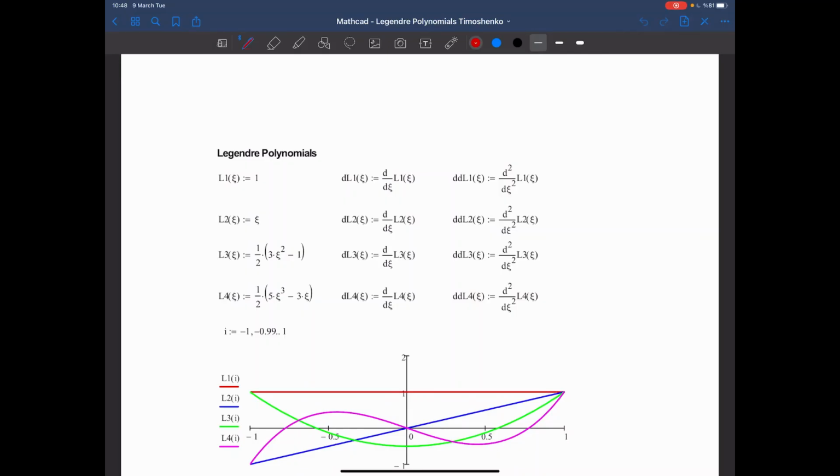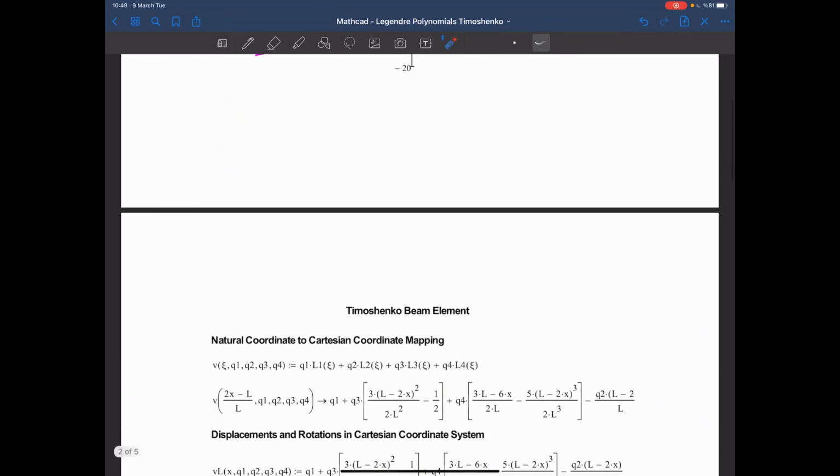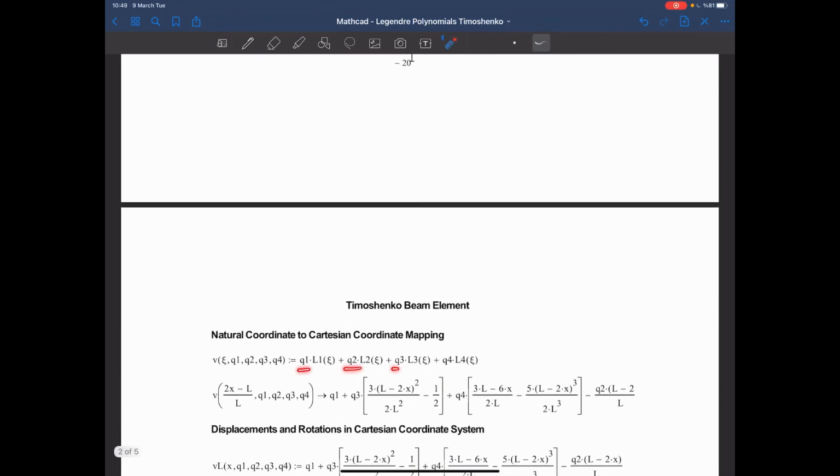Okay, let's take a look at the Timoshenko beam element, the implementation. Again, we will be using the Legendre polynomials, and the first one represents translation, rigid body rotation, symmetrical bending, and anti-symmetrical bending modes, and how much they are effective is determined by these coefficients. Here I call them Q again, but in the derivation we call them D.